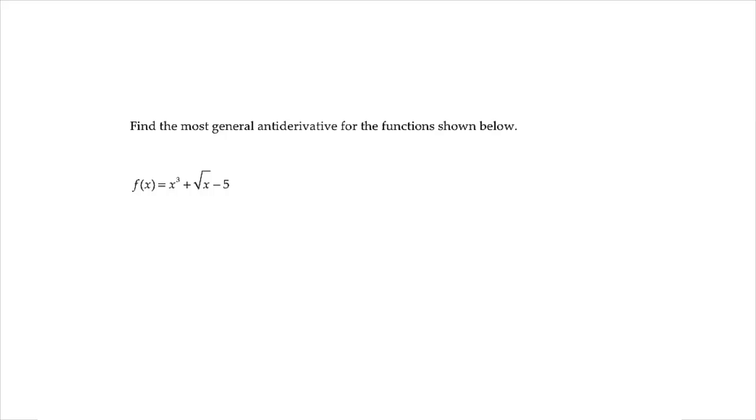All right, so let's say here we're asked to find the most general antiderivative for all these functions below, all right? Now look, what I always tell people is this: antiderivatives are remarkably straightforward. They're just confusing at first because they're precisely the opposite of what you've been doing the entire time, okay?